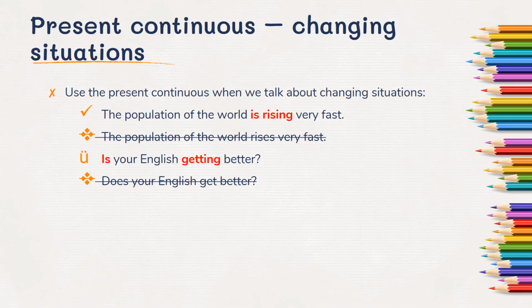When you have a changing situation, you may also use the present continuous. For example, the population of the world is rising very fast. Obviously, this is not something that's happening from now. This is not something that is happening this month. This is a process and it's changing. So in this situation, again, you use the present continuous.